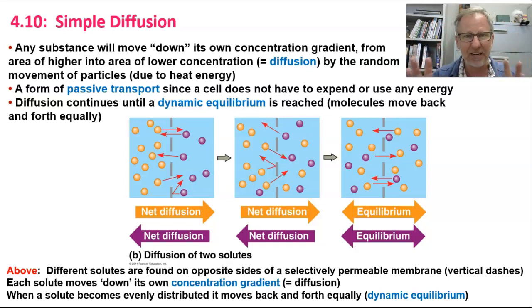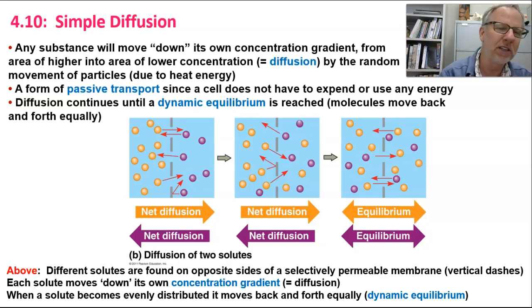That's dynamic equilibrium. So the figure in the middle of the slide is kind of showing you this. You've got those little yellow spheres on one side of a membrane and purple spheres on the other side. Each of them has a concentration gradient. And then they're able to move back and forth across the membrane, so they each diffuse in their own direction from high to low. And eventually they get to that dynamic equilibrium.